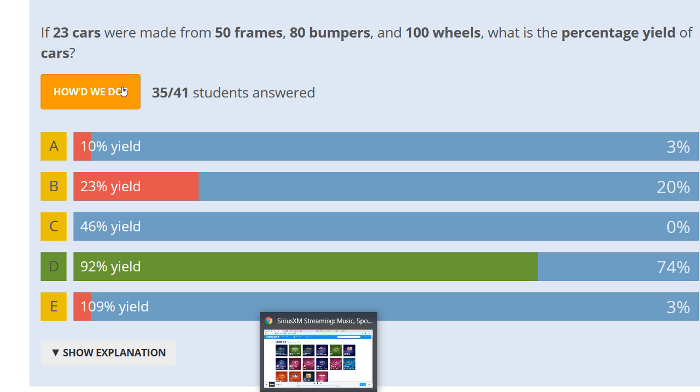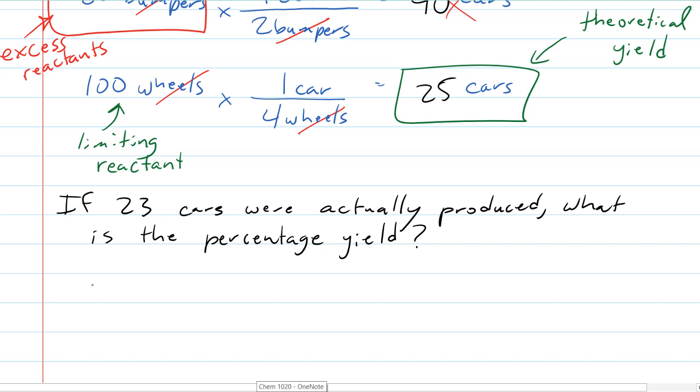Correct answer here is a 92% yield. 92% yield. And that's because whenever you calculate a percentage, how are percentages always calculated? Part over the whole, then what? Times 100, exactly. So it's always the part over the whole times 100.